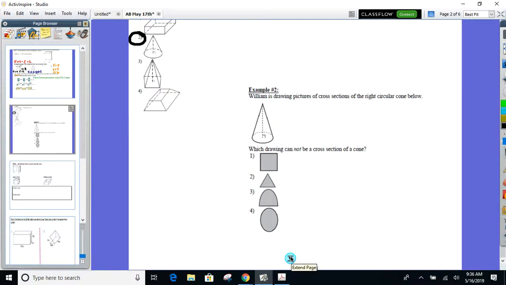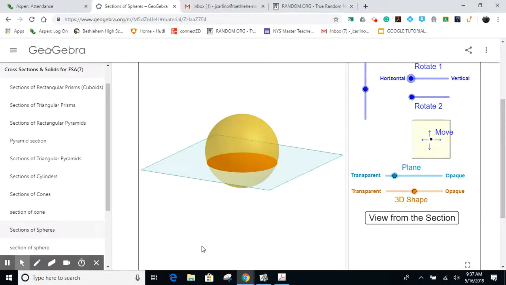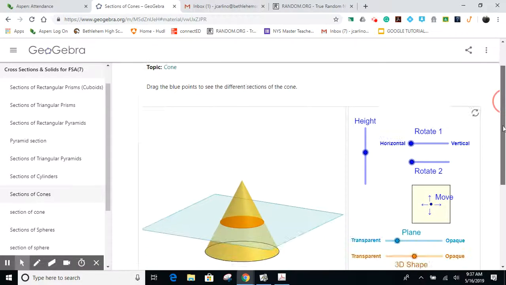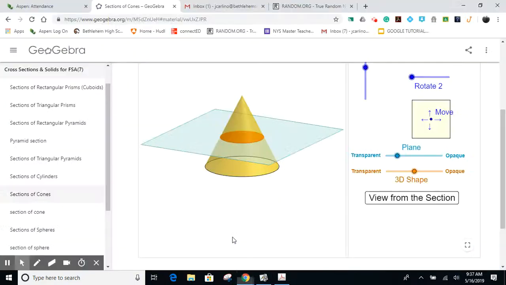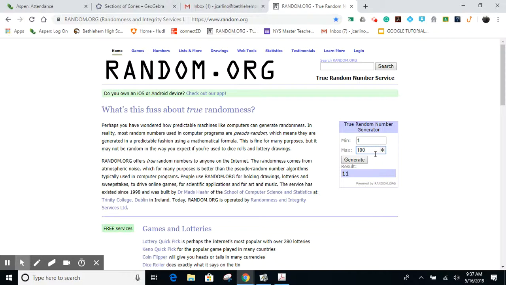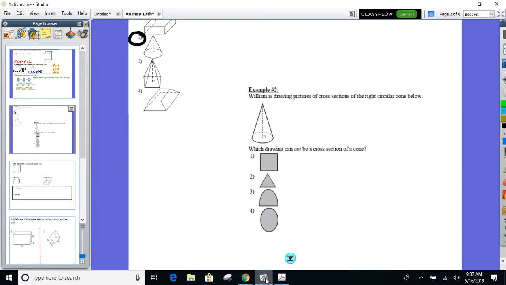Think about it. I got a cone now. Which one will never be a cross section of a cone? Don't copy somebody next to you. Which one will never be a cross section of a cone? I think we got a choice here. 24. Can never get a square.